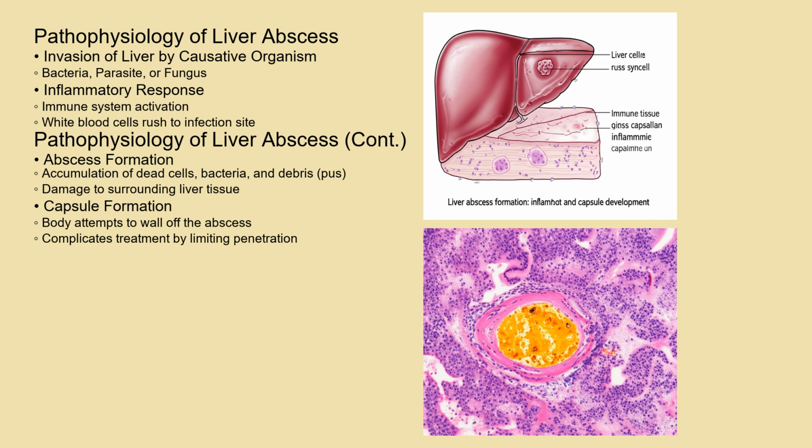The abscess then grows, causing damage to the surrounding liver tissue. The body may try to wall off the abscess, forming a fibrous capsule around it. This capsule can make it more difficult for antibiotics or other treatments to penetrate the abscess, complicating treatment.